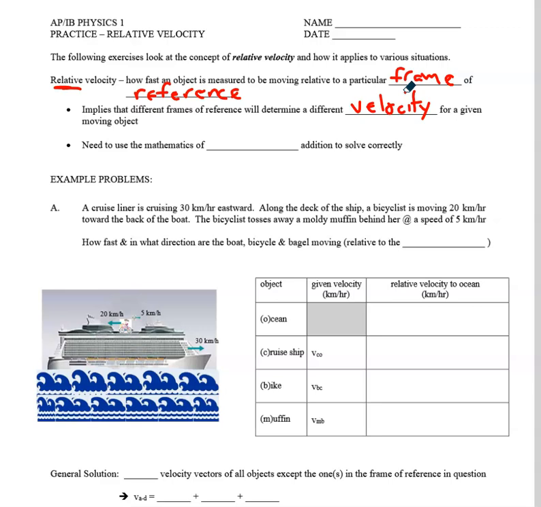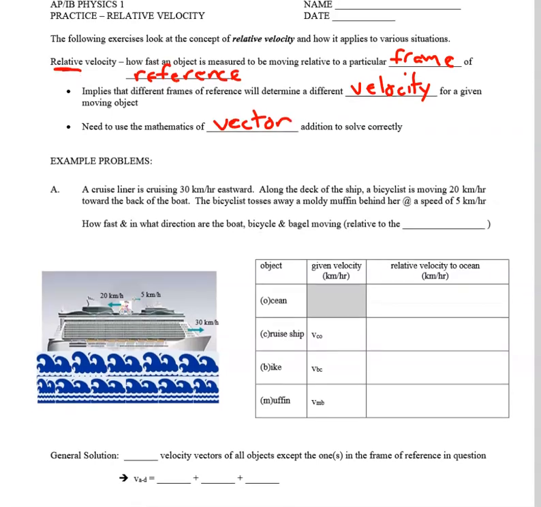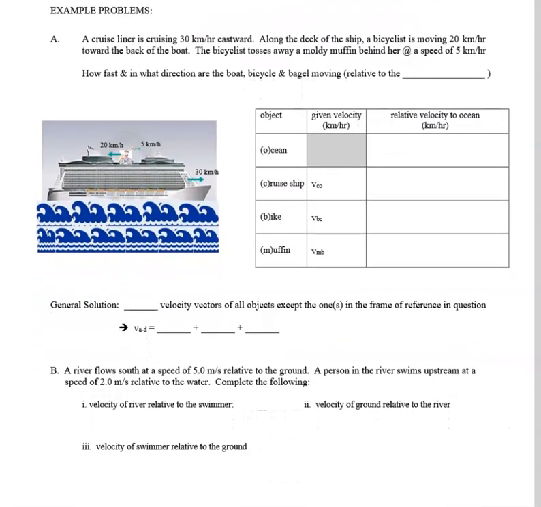And so we have to use the mathematics of vector addition in order to do this. In other words, we're going to use positives or negatives, where positive indicates one direction, negative is the opposite direction. It could be east, west, up, down, north, south. It doesn't matter. So we're going to look at a particular example here. It's a little contrived, but hopefully it gets the idea across.